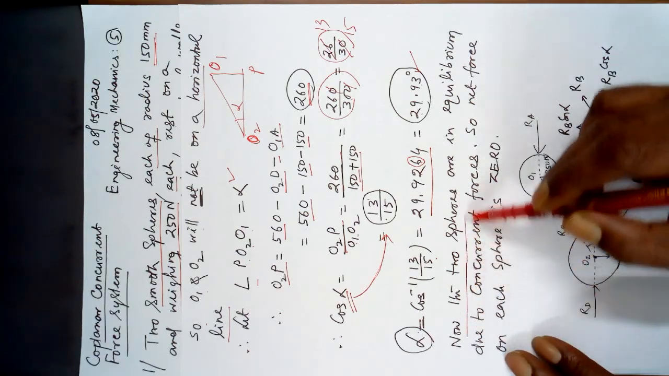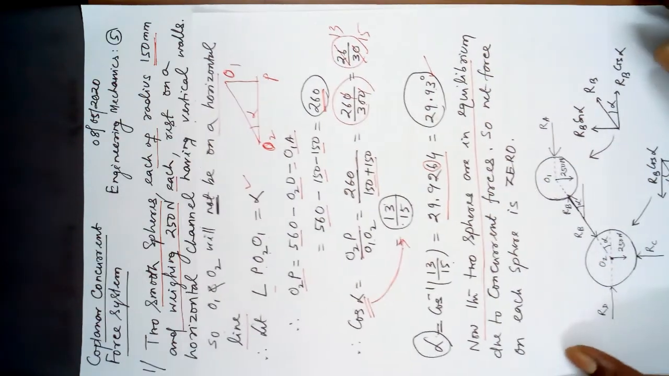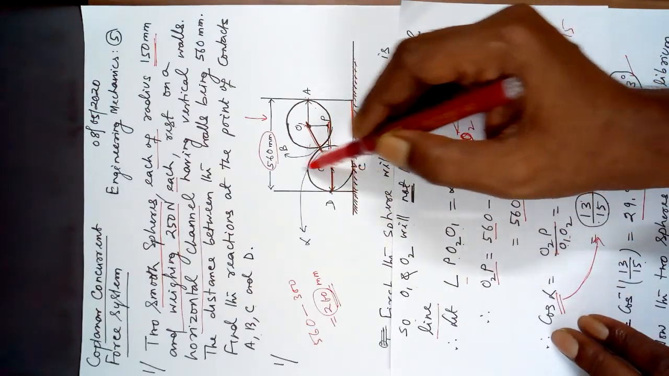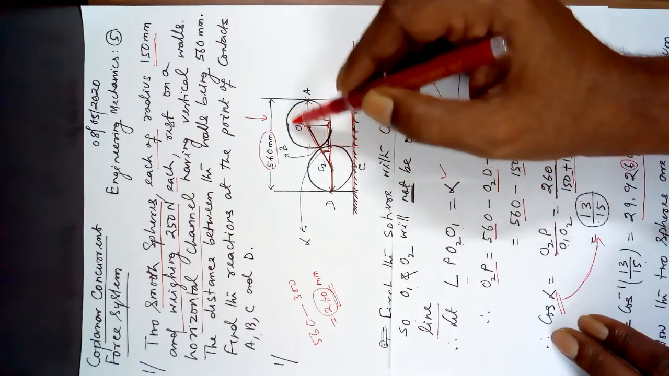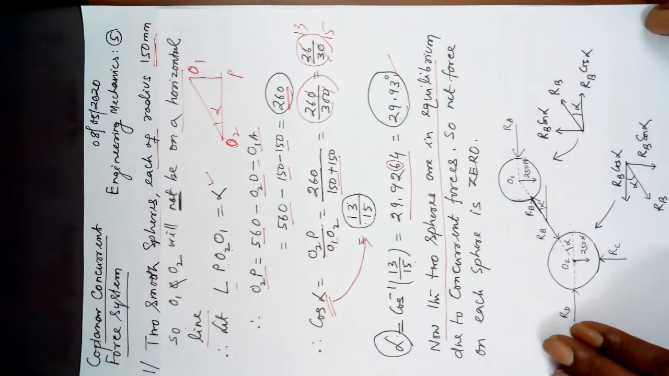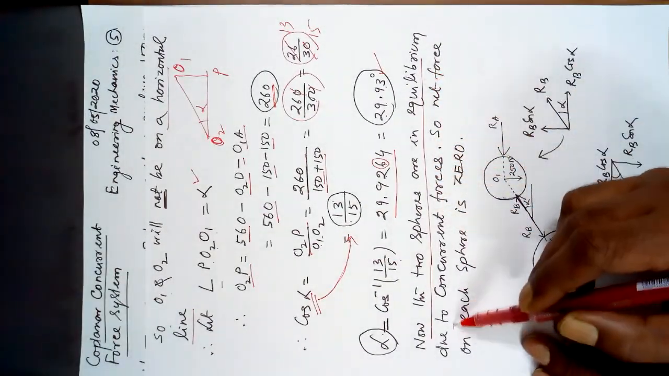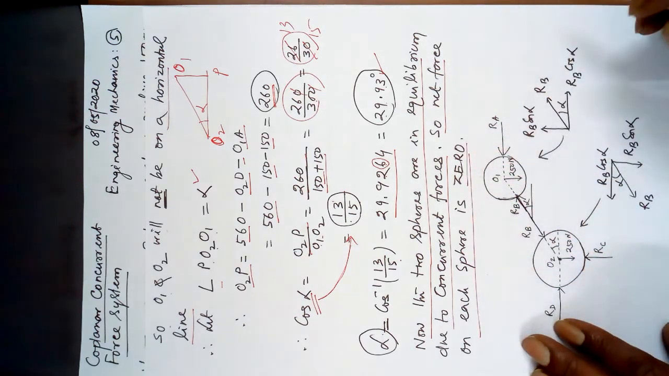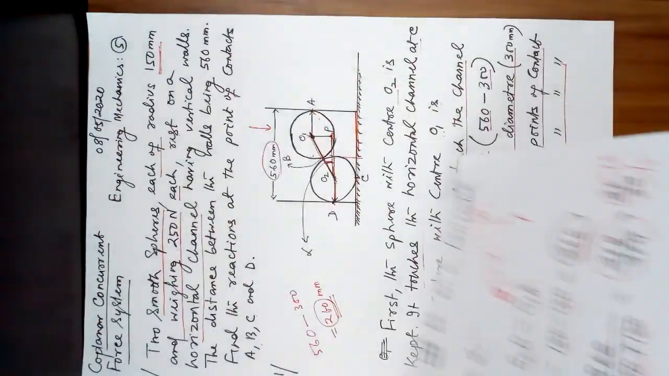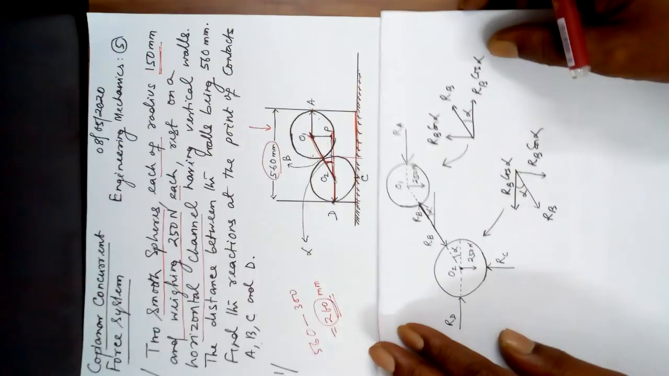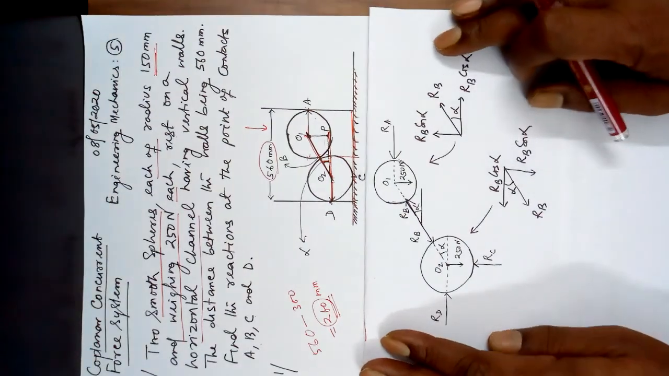Now the two spheres are in equilibrium. Equilibrium means this sphere is neither moving along the x-axis nor along the y-axis, and this sphere is neither moving along the x-axis nor along the y-axis. They are in equilibrium, which means the net force is 0. The two spheres are in equilibrium due to concurrent forces, so the net force on each sphere is 0. Now let us analyze the points of contact.